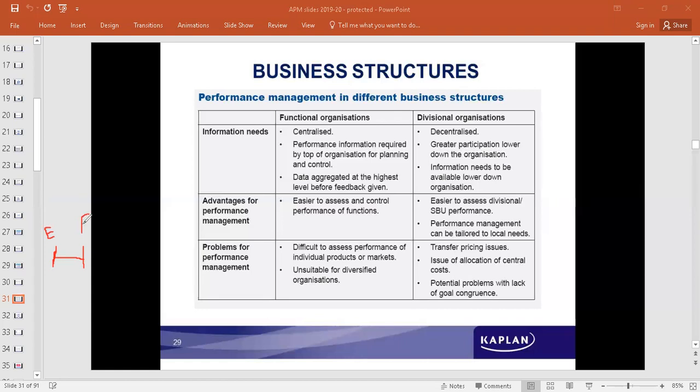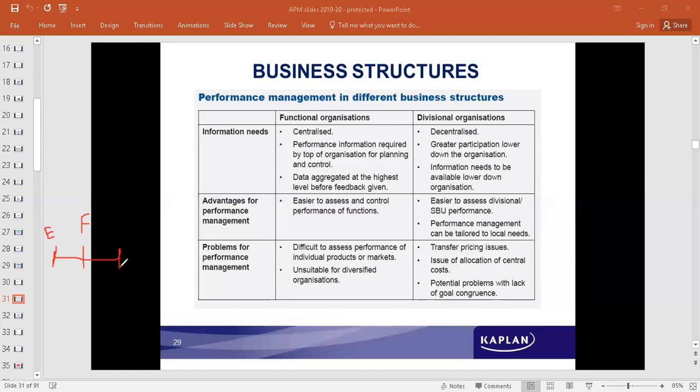If it is further increased in size, then it becomes difficult to manage by the management. The manager or the management cannot manage it. So then what is decided for such an organization? They are divided into multiple parts.